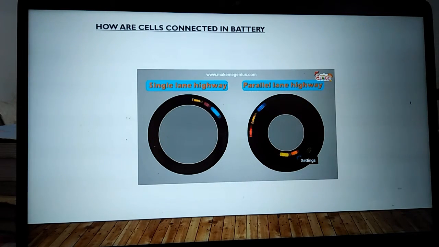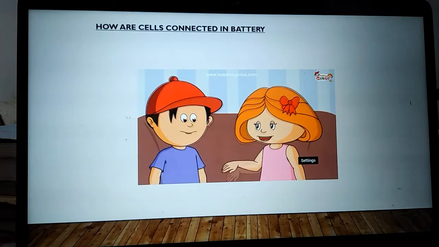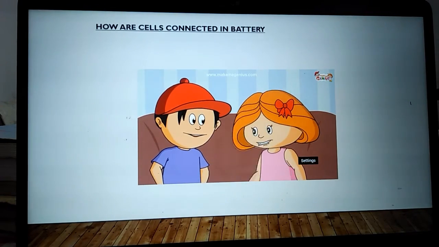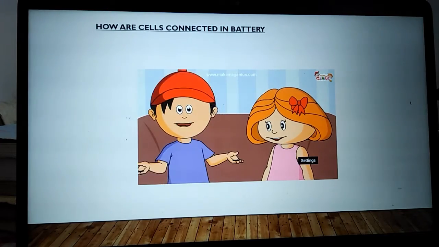A single lane highway is like a series circuit. One car stops and the whole traffic stops. Very good example. And a multi-lane highway is like a parallel circuit. Even if a car breaks down, the rest of the cars can keep moving. Very good way to compare both the circuits. See, I am a genius.